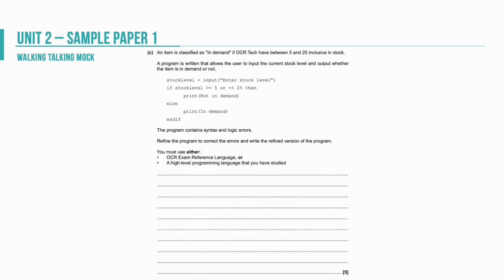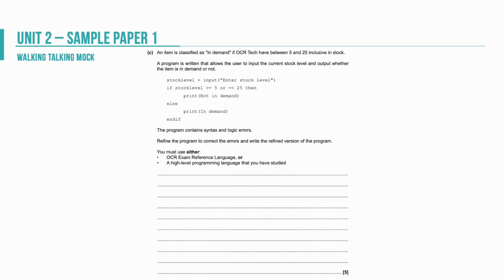An item is classified as in demand if OCR Tech have between 5 and 25 inclusive in stock. So that means we include the numbers 5 and 25. A program is written that allows the user to input the current stock level and output whether the item is in demand or not. The program contains syntax and logic errors, so there are some issues with this code. Rewrite the program basically so that it isn't broken and it does work.